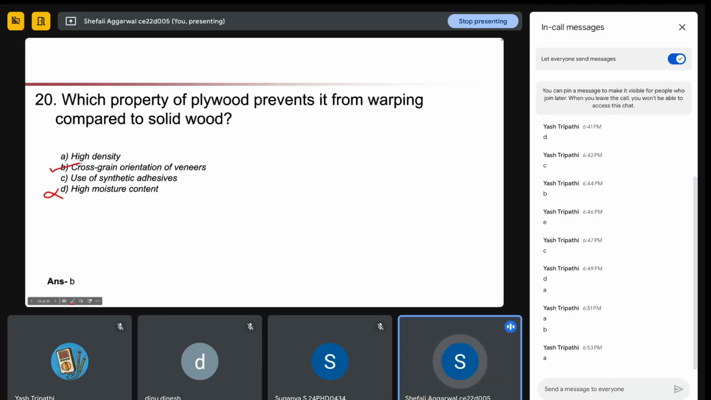Because of cross grain orientation, one layer will be in this way, second layer will be in this way, then again third layer in this way. Because of this type of structure of your wood, even if you have shrinkage failure or any type of failure, it won't warp or bend because of this type of orientation.